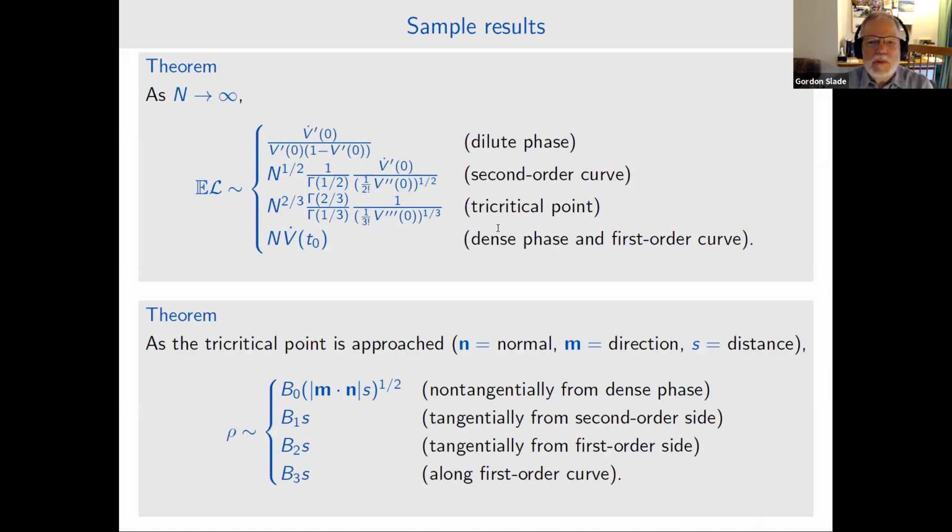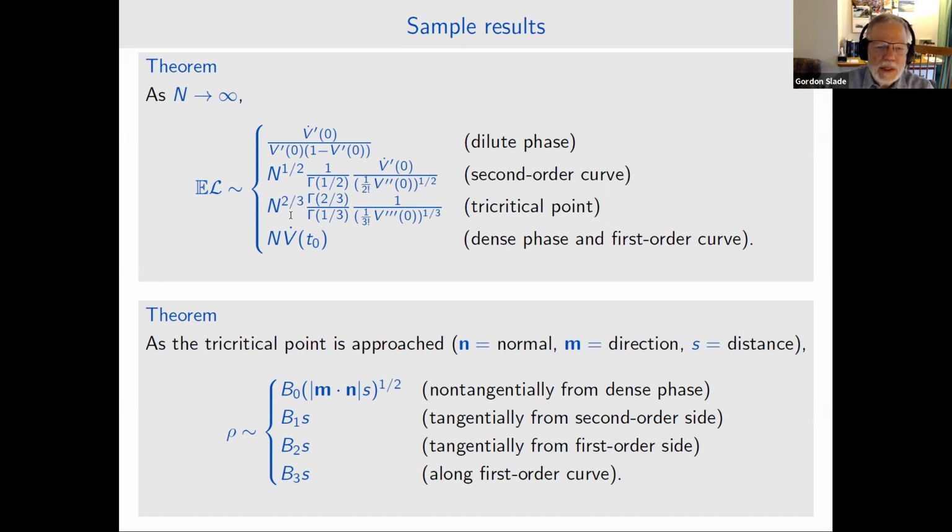So here are some sample results of the kind of theorems that you can prove here. We proved that in the infinite volume limit, the expected length behaves in this way. So if you're in the dilute phase, the expected length is just finite. It's just this number, which is expressed in terms of the effective potential. This is its derivative at t equals 0, and this v dot up here is the nu derivative. Along the second order curve, there's some amplitude, and then it's growing like the square root of n.